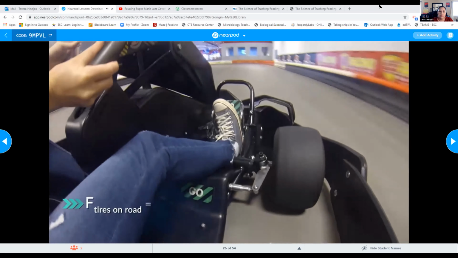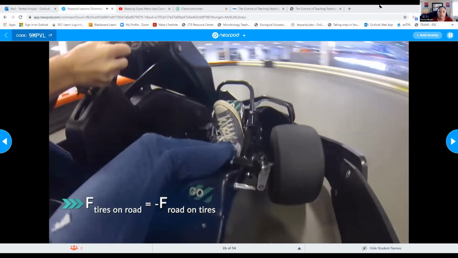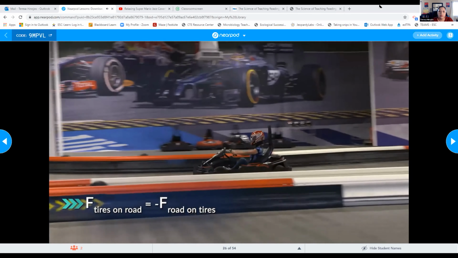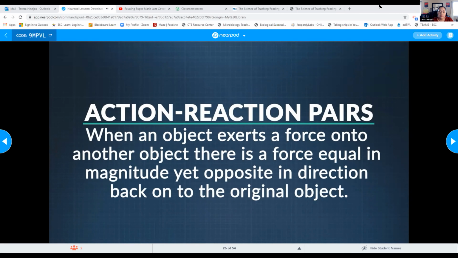The tires on this go-kart push against the track at the same time the track pushes against the tires, causing it to move forward. These examples are called action-reaction pairs. Anytime an object exerts a force on another object, there is a force equal in magnitude yet opposite in direction back onto the original object.